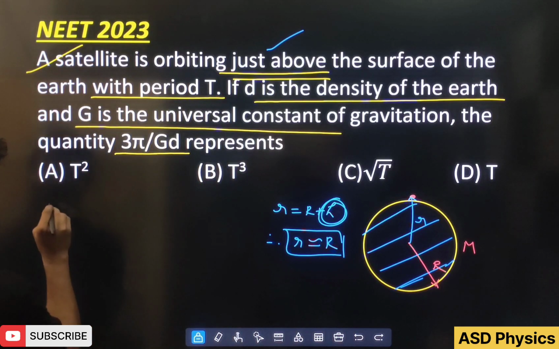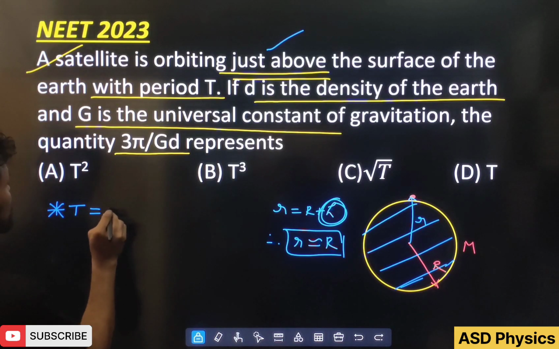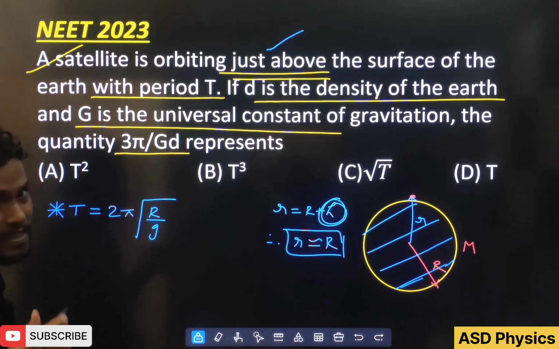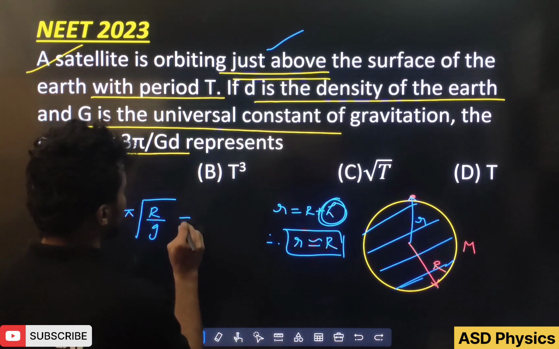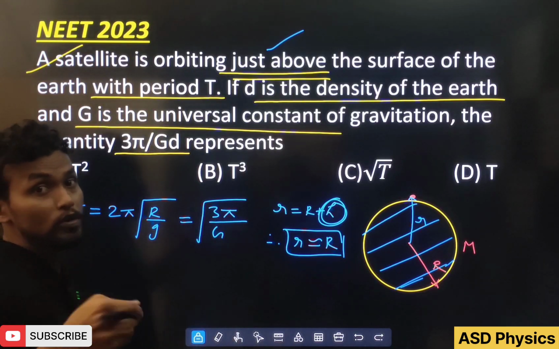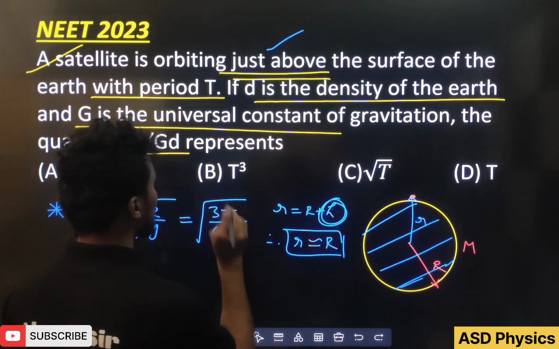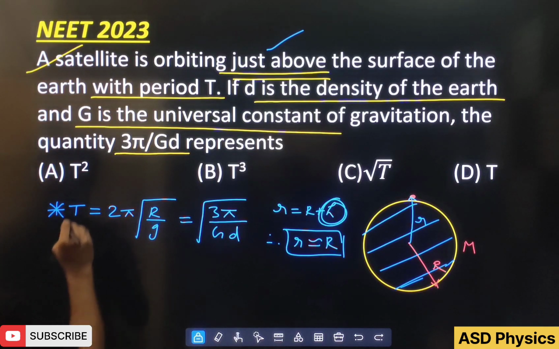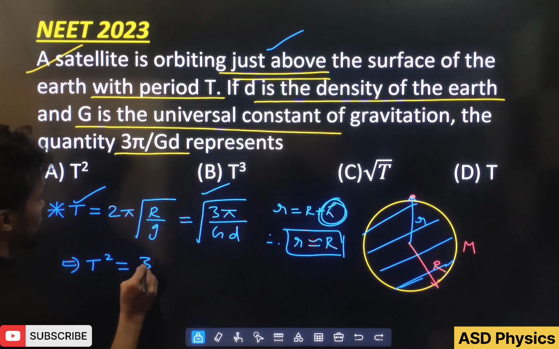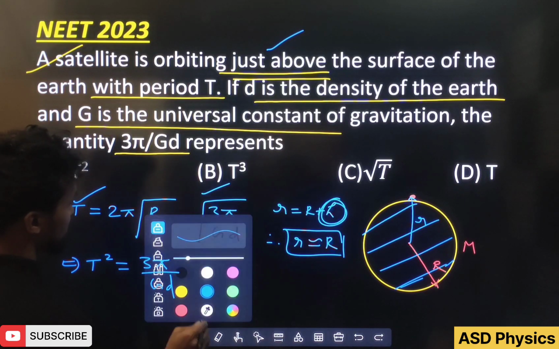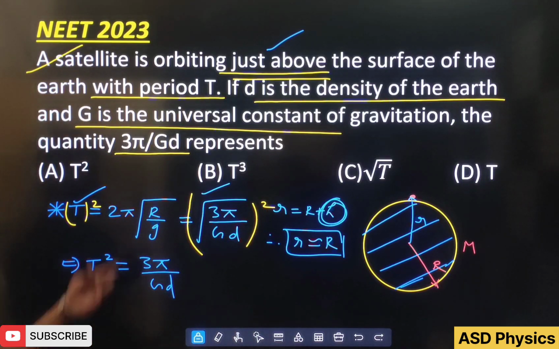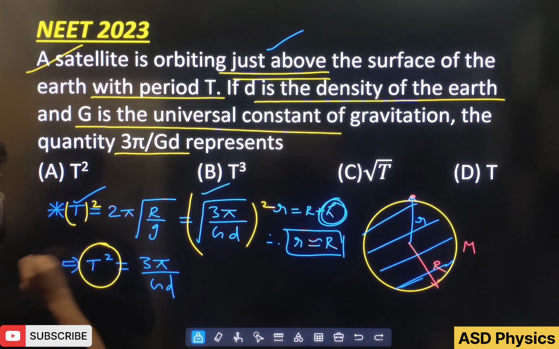So students, here you have to remember that in this situation the time period of the satellite is given by 2 pi root R by g, in terms of the radius and gravity, and one more formula is there: square root of 3 pi by G rho. Rho is the density, but here it is given as D, so we can write root 3 pi by GD. So if you see from here, T square is equal to 3 pi by GD. Here I have just squared both the sides. So you can see very well 3 pi by GD will represent T square.